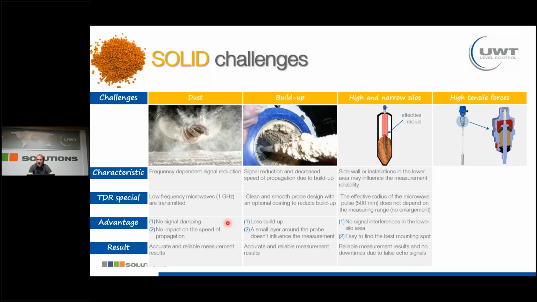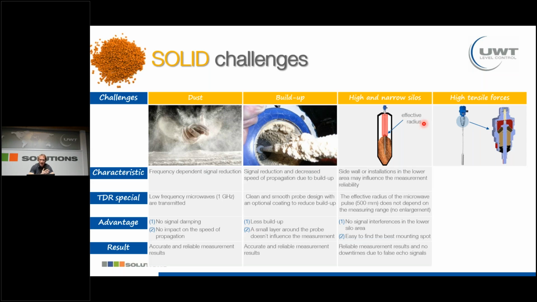High and narrow silos. So what is here the advantage of TDR sensors? The advantage is that we always know the effective radius, or where the energy spreads. This is always in this area of the effective radius, always around 500 millimeters around the probe. And this pulse does not enlarge. When we think of non-contact radar sensors, they send out the energy with a certain beam angle, and this beam angle increases the higher the silo is.